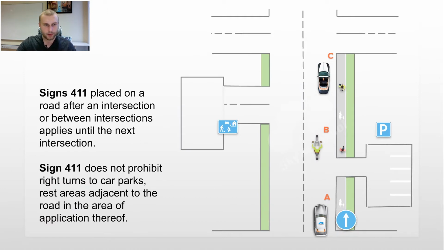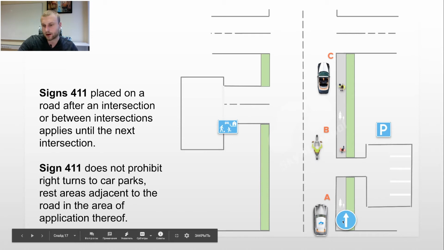So another rule related with this sign number 411, placed on a road after an intersection or between intersections, applies until the next intersection. So between crossroads is better to say. And this sign does not prohibit the right turns to car parks, rest areas adjacent to the road in the area of application thereof.